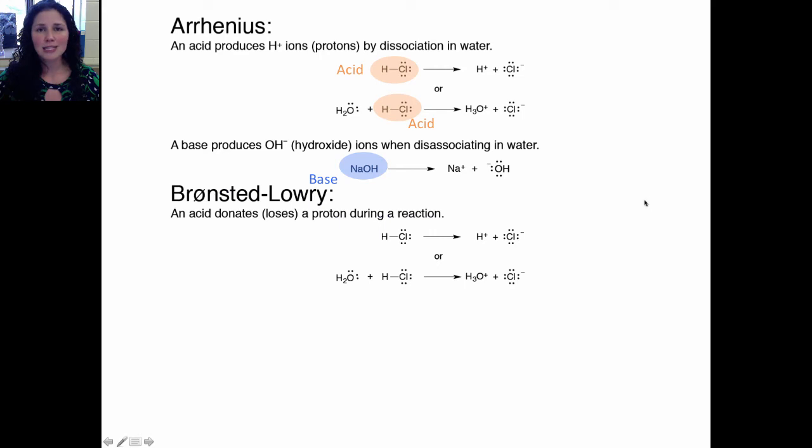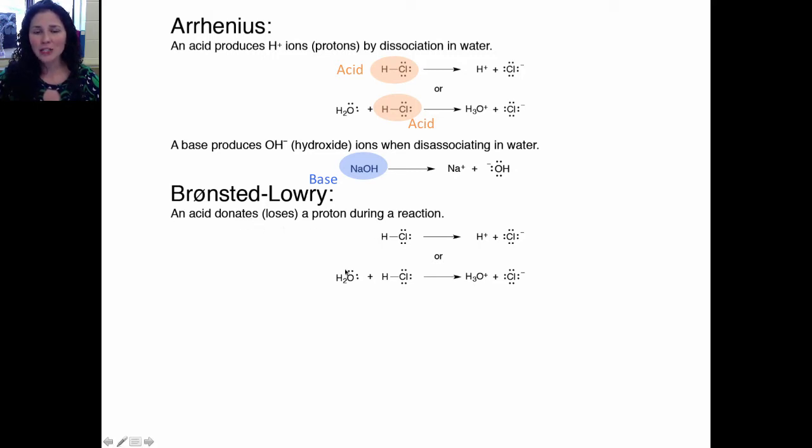Let's talk about the Bronsted-Lowry definition. The Bronsted-Lowry definition of an acid or a base is almost the same as the Arrhenius definition, except that it doesn't specify that the reaction must take place in water. Notice that the Arrhenius definition defines an acid or a base as its reaction when dissociating in water. In the Bronsted-Lowry definition, an acid or a base is defined based on where a proton moves to and from.